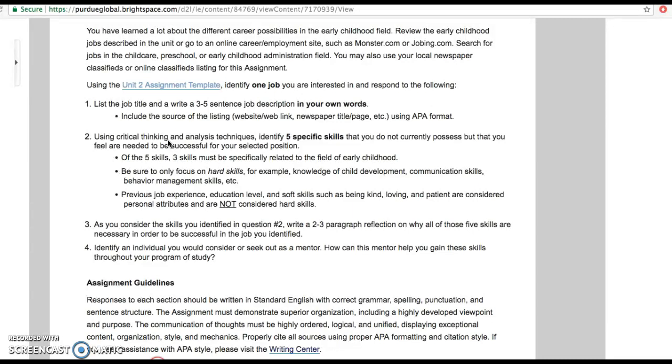Part 4 is another added change here. They're going to be focusing on mentorship. In this section, they're going to identify an individual that they would consider, or if they can't think of anybody, think about who they might seek out as a mentor. This could be somebody they currently know.